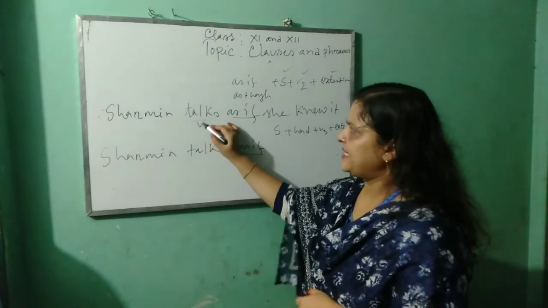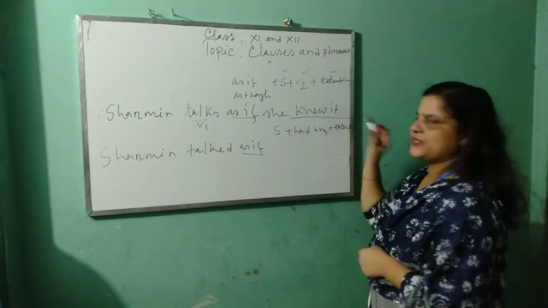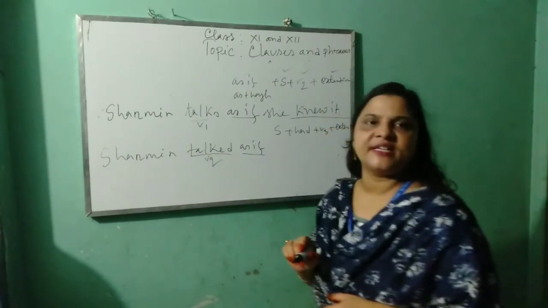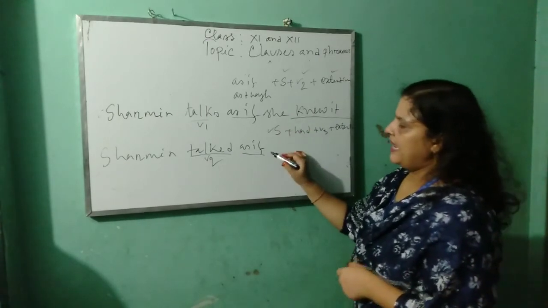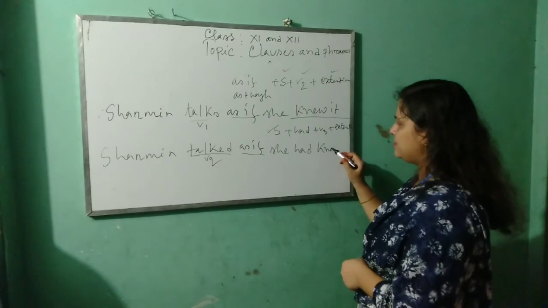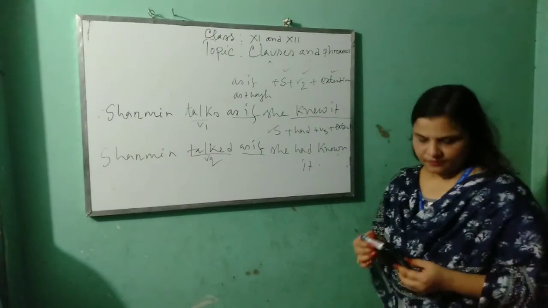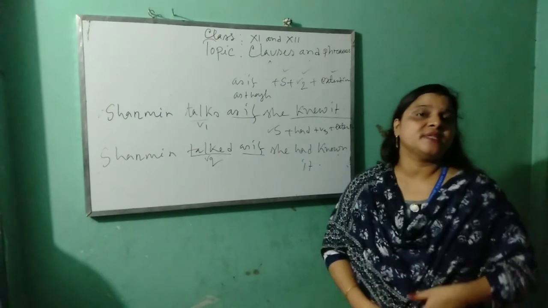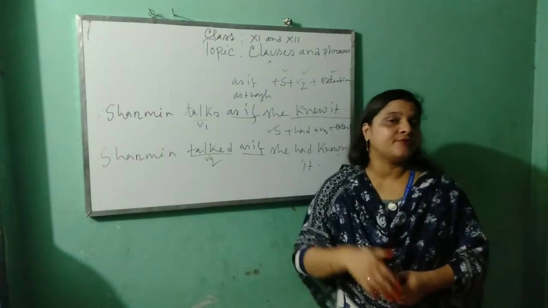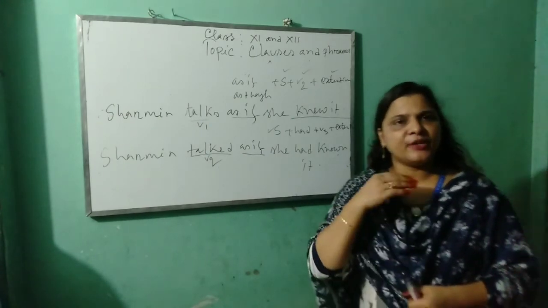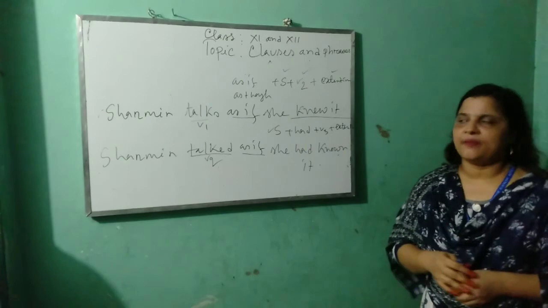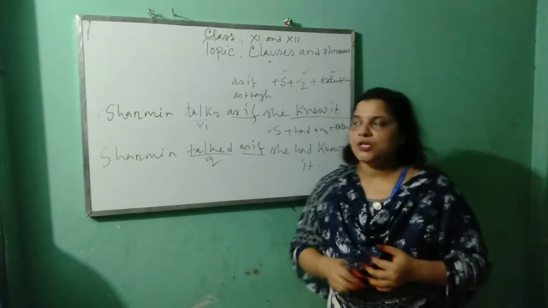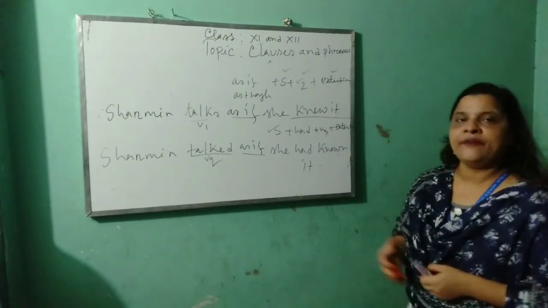Shamin talks, it is in present indefinite tense, that's why I have used this structure. But in this sentence, this part is in past indefinite tense. So I have to follow this structure: as if she had known it. So in this case, I have made a clause. Sometimes you may make a phrase, which I have told you earlier, a group of words having no subject, no finite verb. In case of a clause, you need to set a subject and a finite verb. So in most of the cases, I have used clauses.